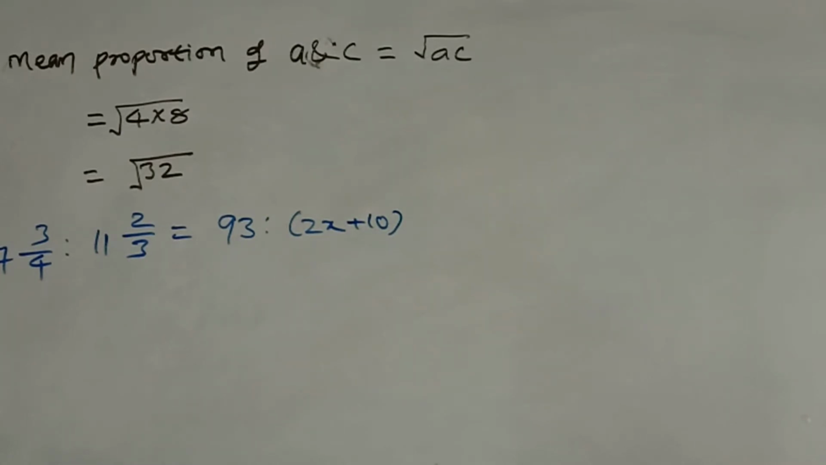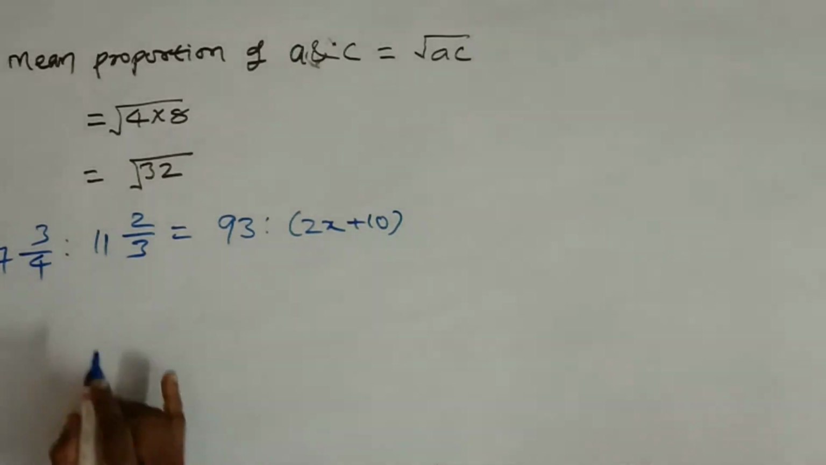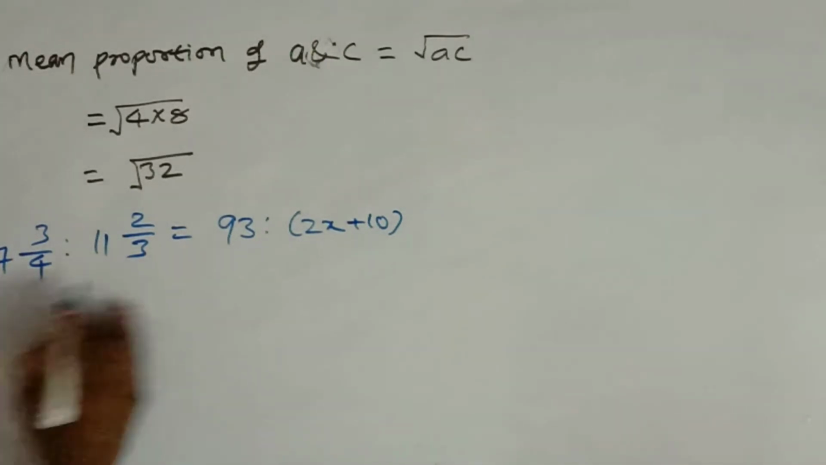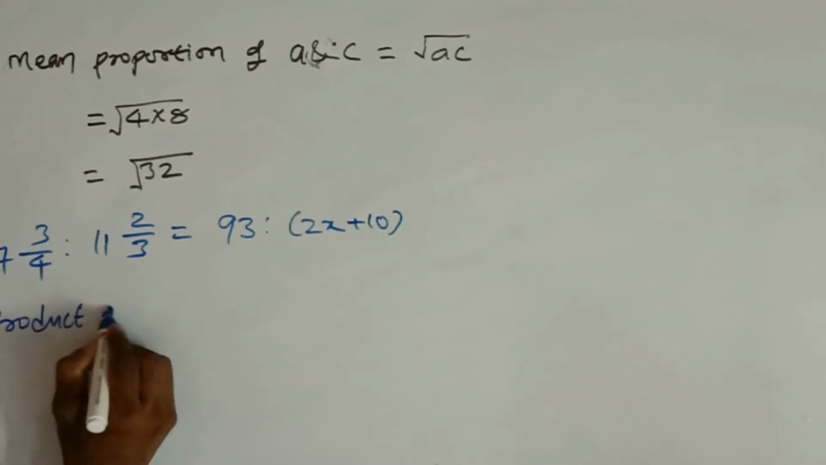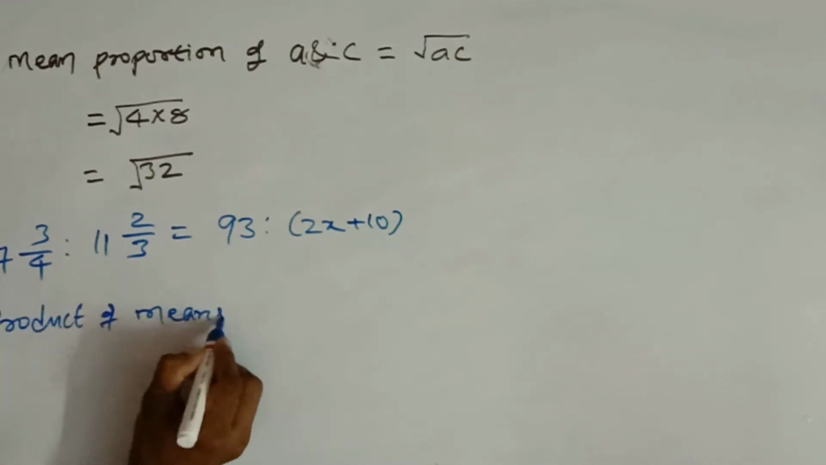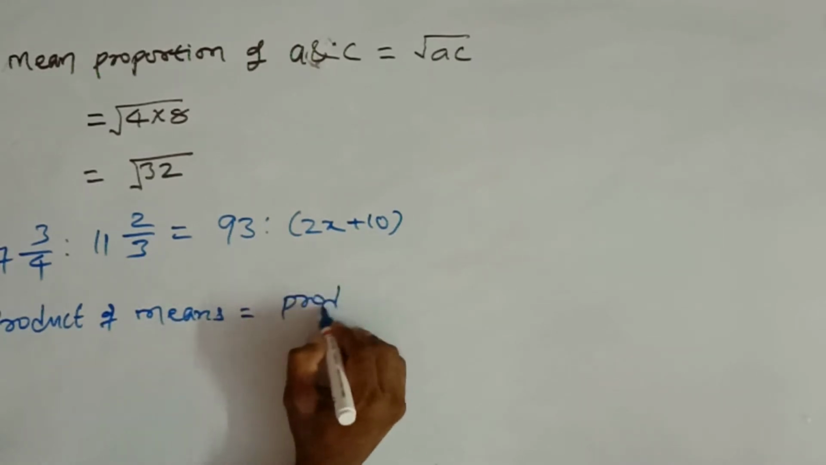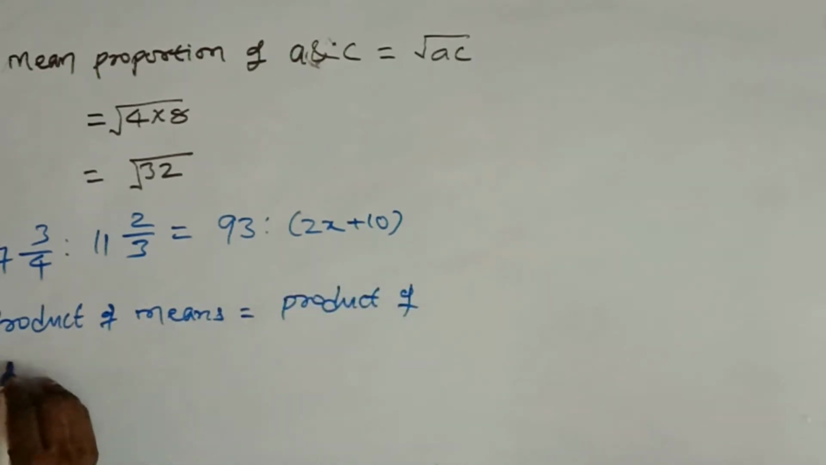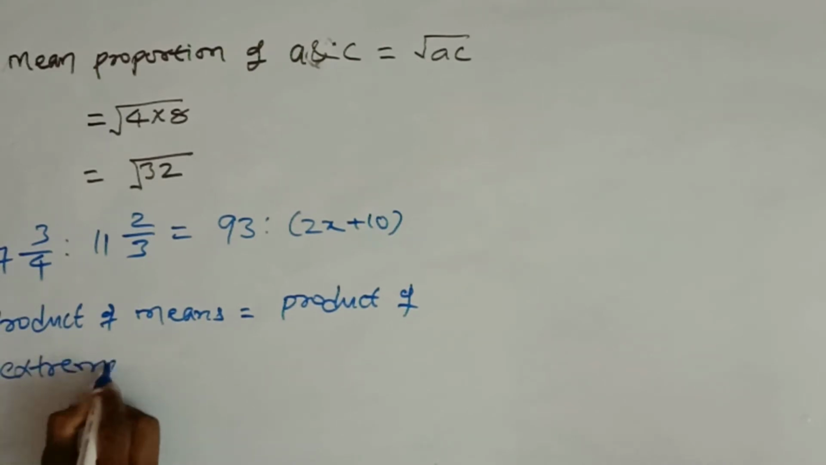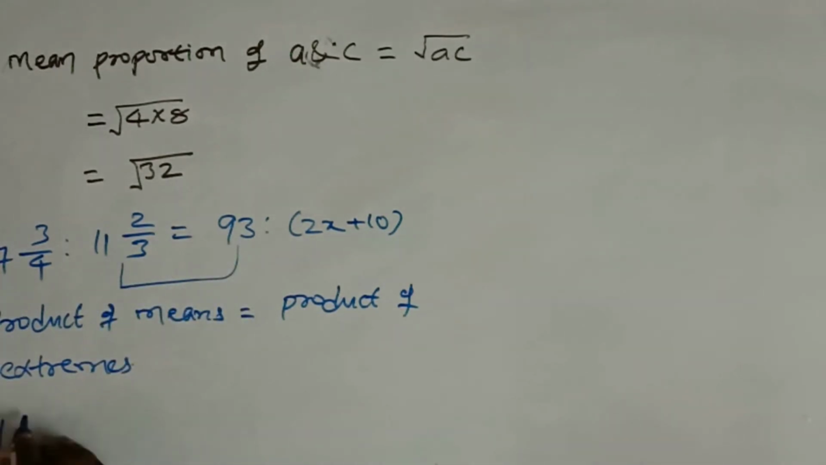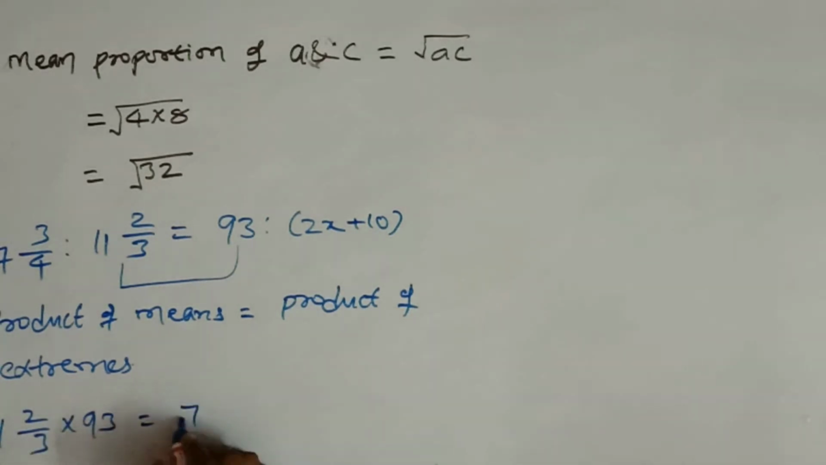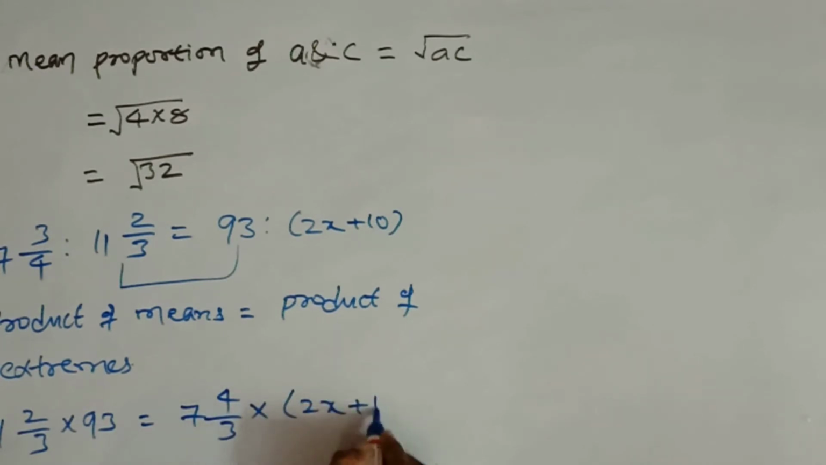So here I am going to take the condition: product of means is equal to product of extremes, because there is an equal symbol, it is a proportion. So product of means is equal to product of extremes. So product of means, the inside terms, that is 11 2 by 3 into 93 is equal to 7 3 by 4 into 2x plus 10.